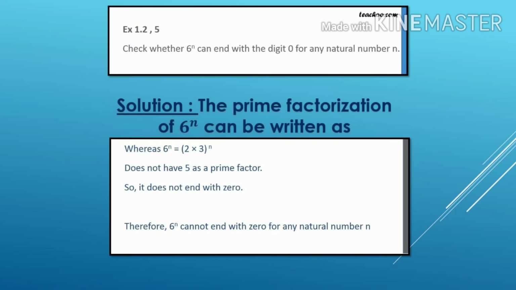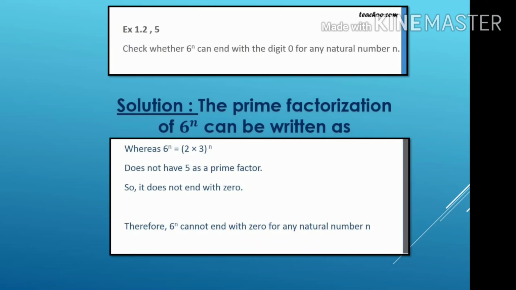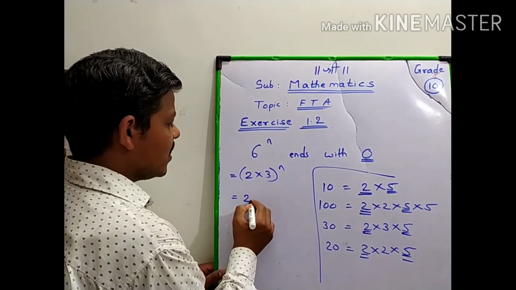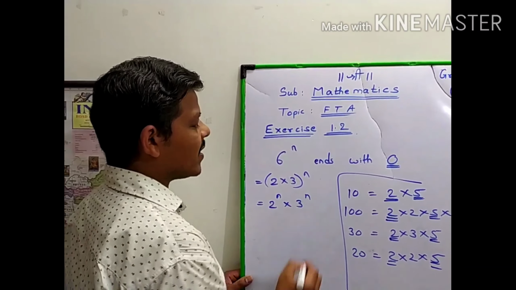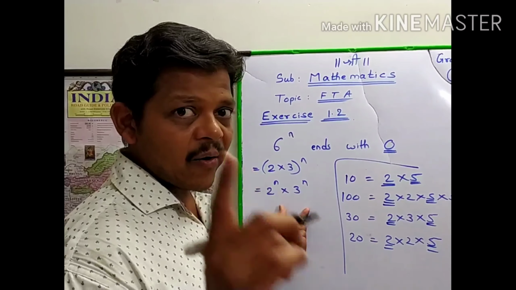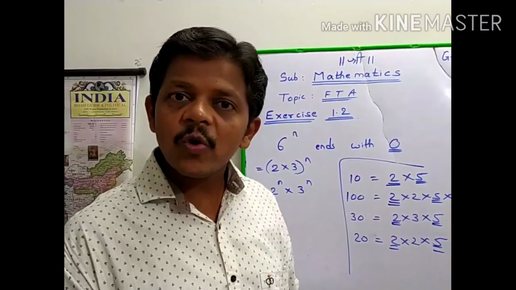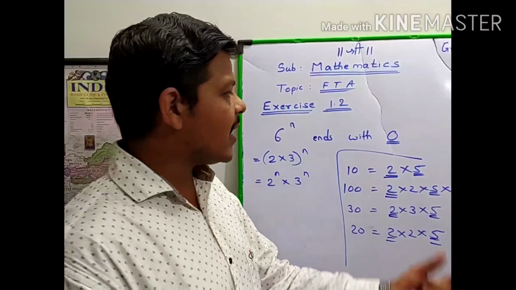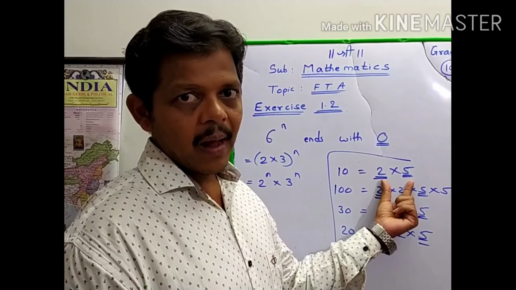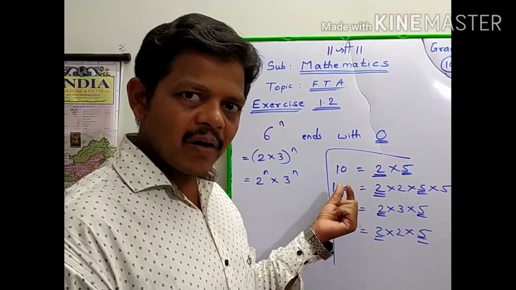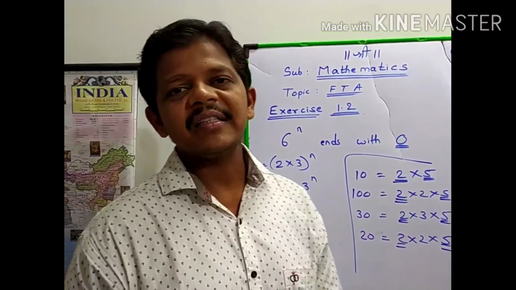So now, very quickly, let us check the prime factorization. The prime factorization of 6 raised to n can be written as: 6 is 2 into 3, raised to n, that is 2 raised to n into 3 raised to n. Now this is the prime factorization, and according to FTA this prime factorization is unique. It does not contain a combination of 2 and 5, means it is not a multiple of 10. If it is not a multiple of 10, it can never end with the digit 0.